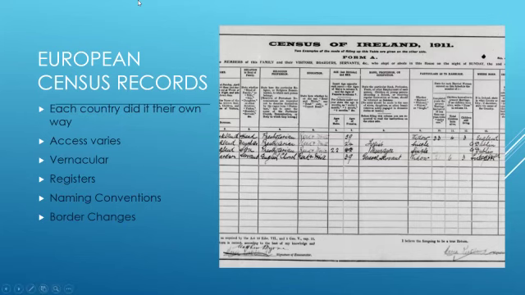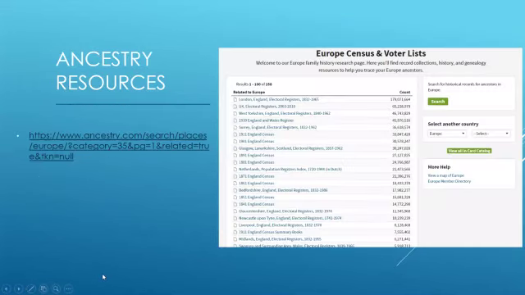For European census records, again, this is really tricky. Each country did it their own way. There's Ireland, there's the UK, there's name changes, there's France, there's border changes, there's language changes, and then there's naming conventions. A schedule could be called something different in a different country. So it really depends on the specific country that you are researching to find that particular information. You can find some of these on FamilySearch.org and also on Ancestry Library Edition.